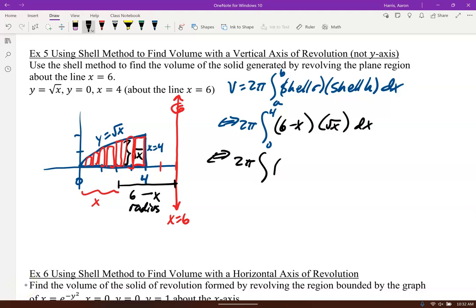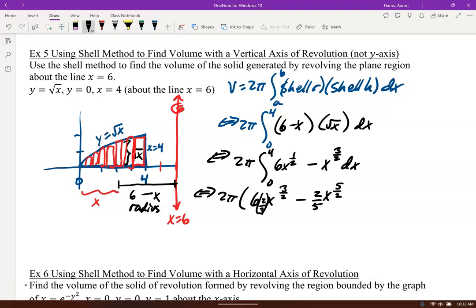So I got 6 root x, or 6x to the 1/2, x times x to the 1/2, x to the 3/2, 0 to 4. So we got 2 pi, 6x to the 3/2, all over 3/2, so times 2/3. Minus x to the 5/2 all over 5/2. So it's like I got 12 over 3. That's kind of driving me nuts. Let me just erase that and make that a 4 right there. And then let's go ahead and plug that in.